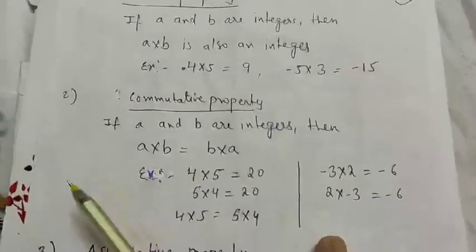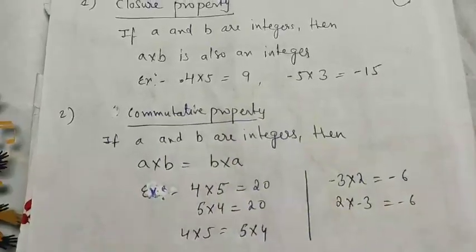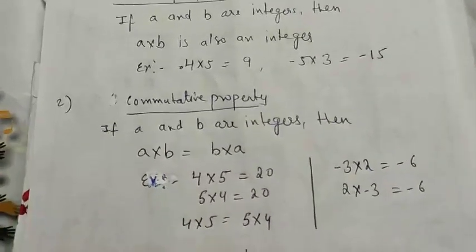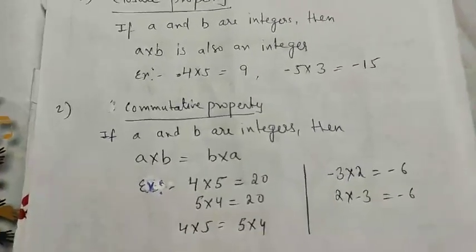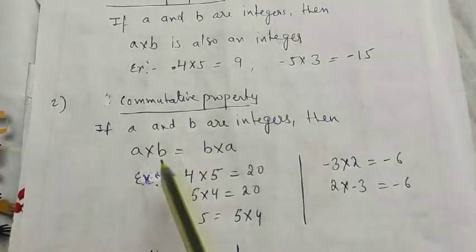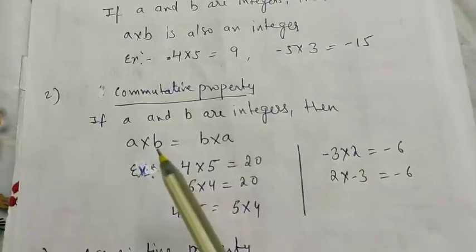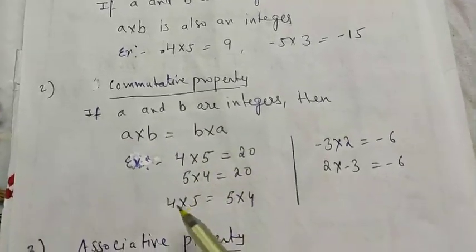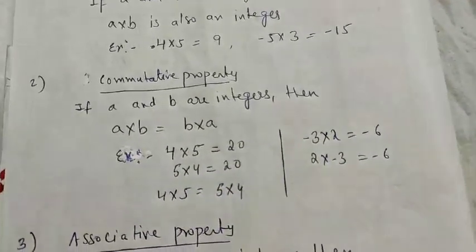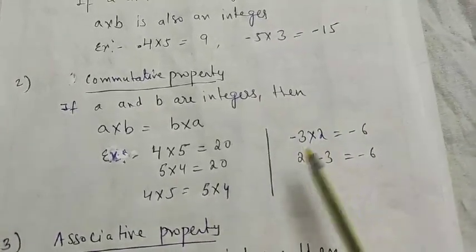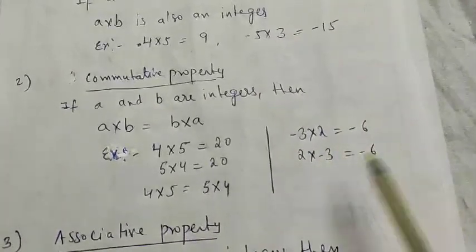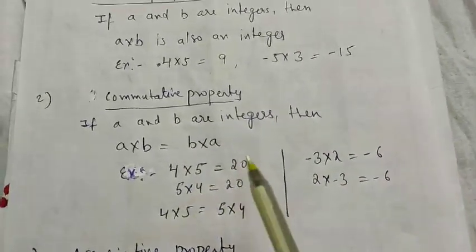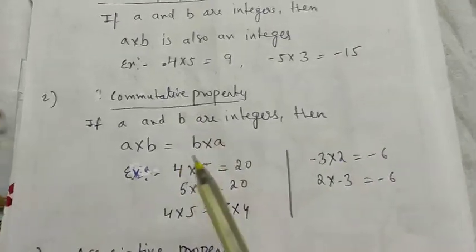Clear? Commutative property. Commutative property was that a plus b is equal to b plus a. You have studied this. That means we can add integers in any order. A plus b equals b plus a. But subtraction was not true. Here also we have to check whether a into b is b into a. Yes. If we multiply a into b, like similarly in addition, the answer will come the same. 4 into 5, 20, or 5 into 4, 20. So that means 4 into 5 is the same as 5 into 4. We can take one more example, minus 3 into 2, minus 6, or 2 into minus 3, minus 6. Answer is coming the same. So that means multiplication of integers is commutative.